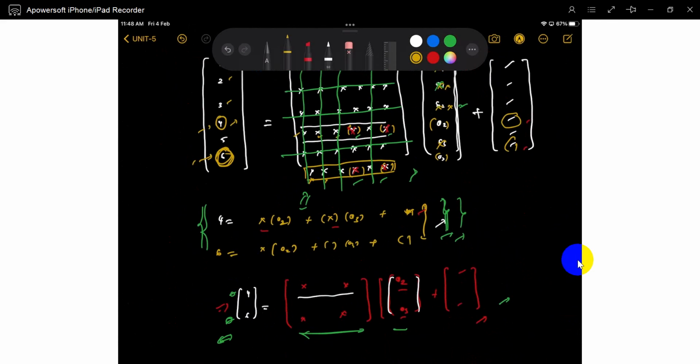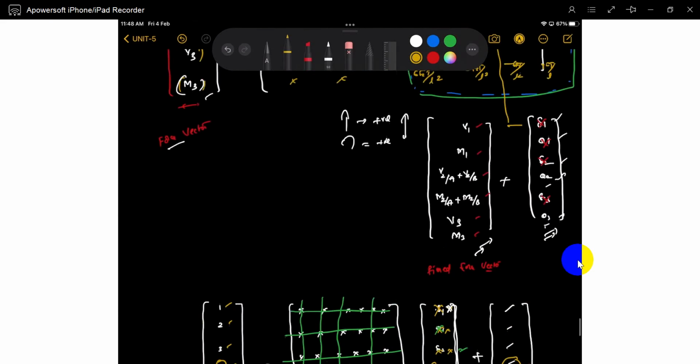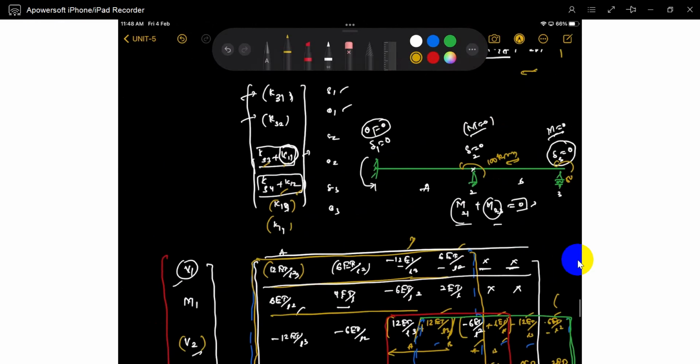degrees of freedom. Sir, why does it come? See this. This is a matrix, this is a problem. If you observe it, what is the degrees of freedom in this problem? The degrees of freedom in this problem is theta b and theta c only.